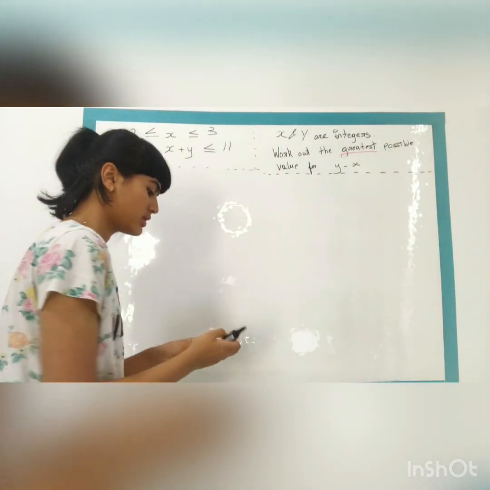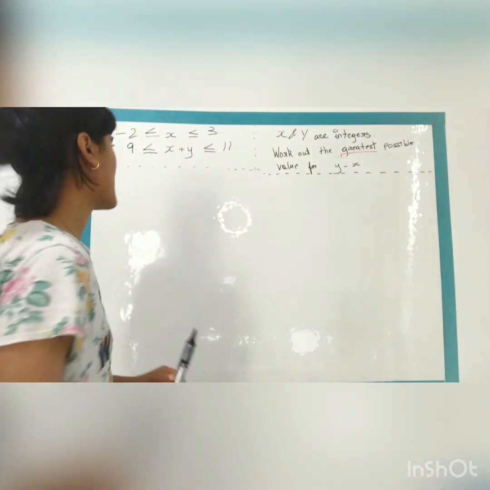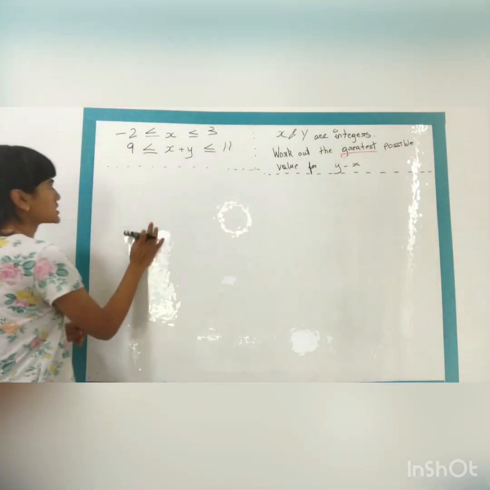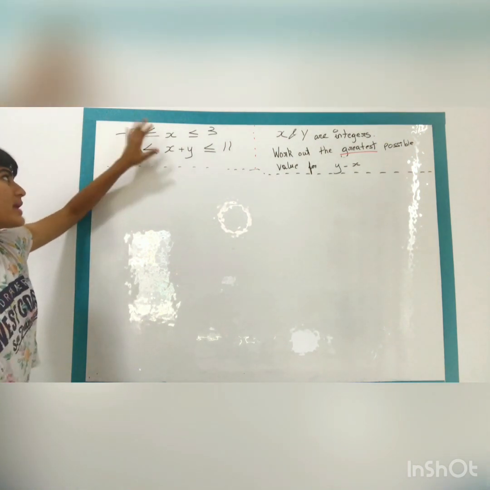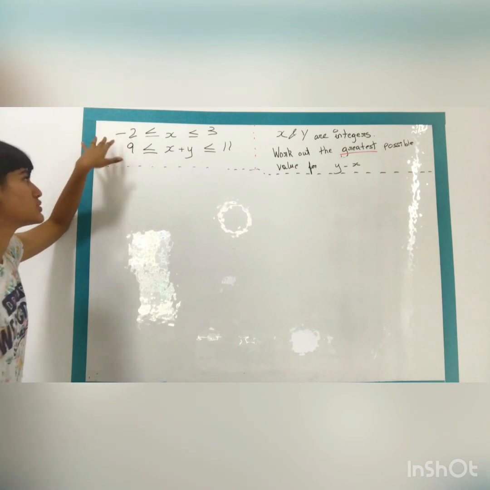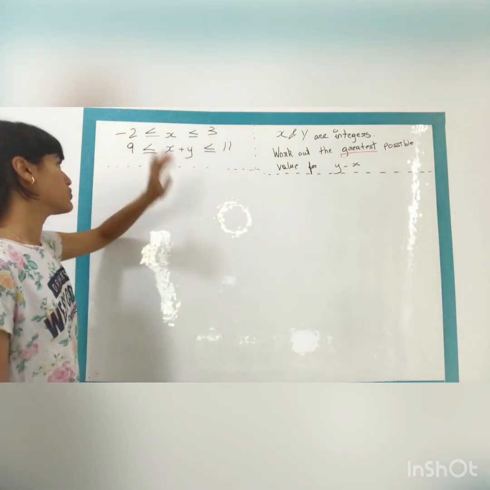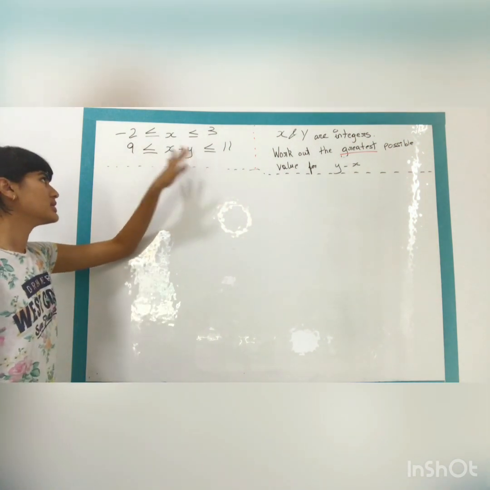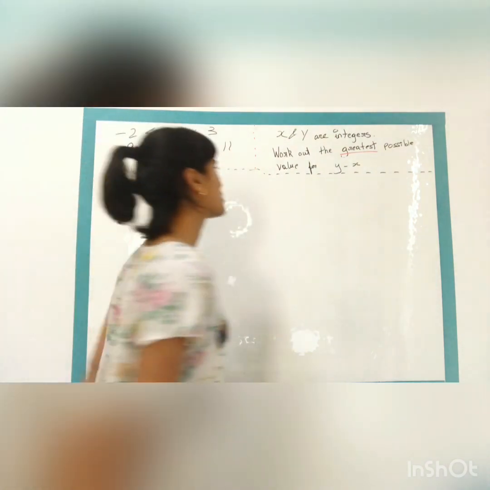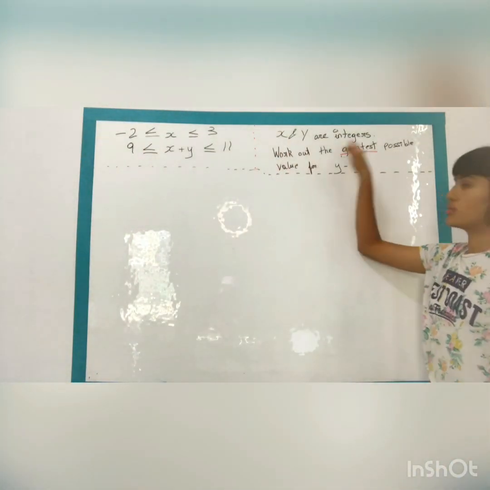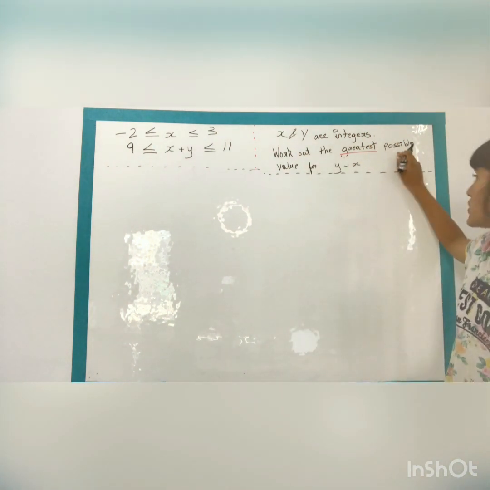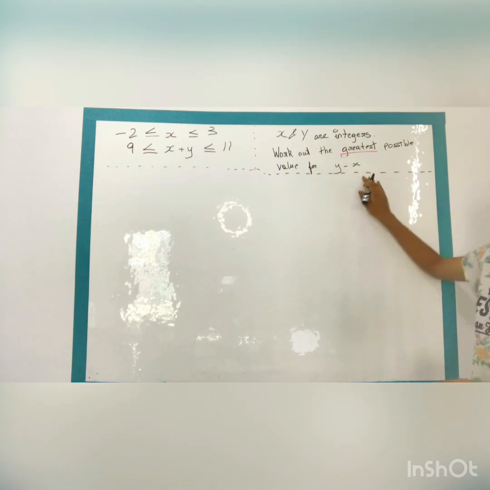Alright, so here we have a higher tier question from a past paper from 2018, I reckon. The question gives us that the value of x is greater than or equal to -2, and less than or equal to 3. We've also been given that x plus y is greater than or equal to 9, and less than or equal to 11. It's also been stated that x and y are both integers. The question wants us to work out the greatest possible value for y minus x.